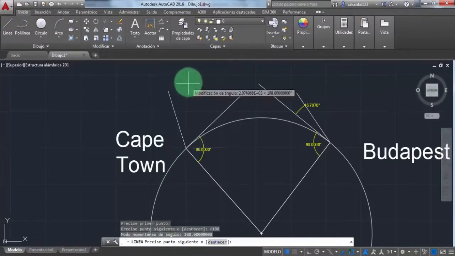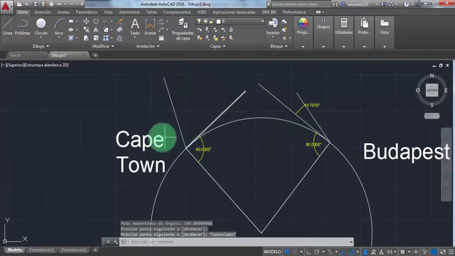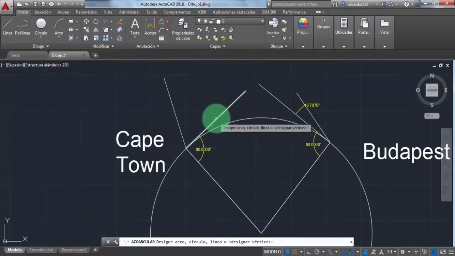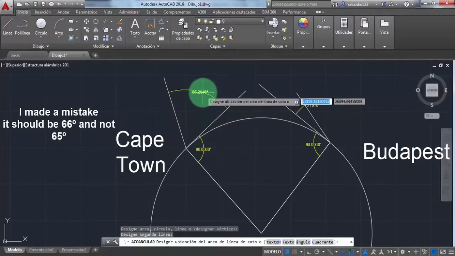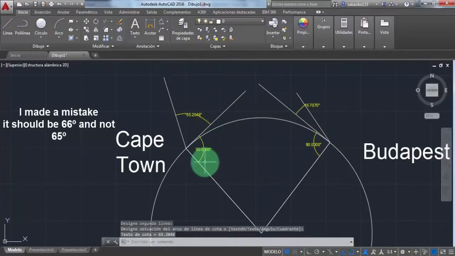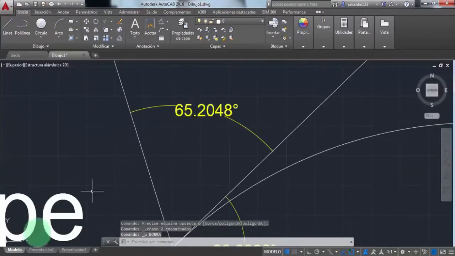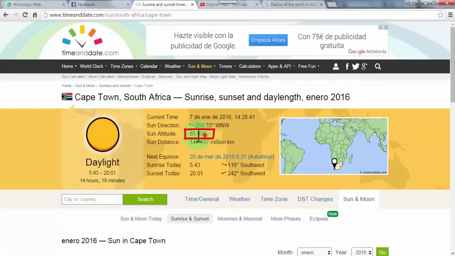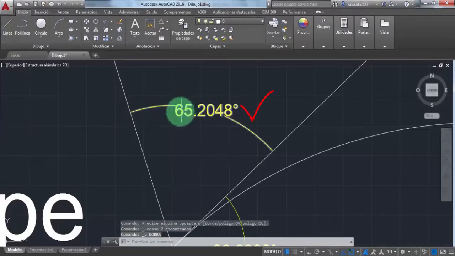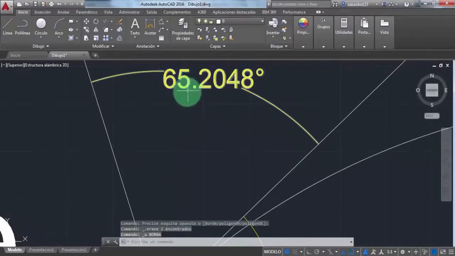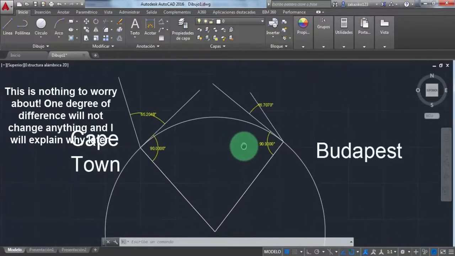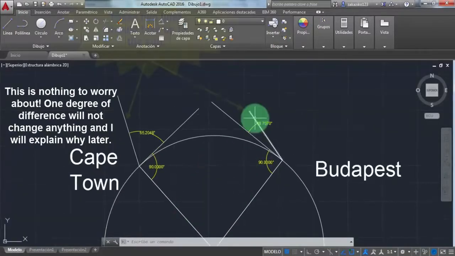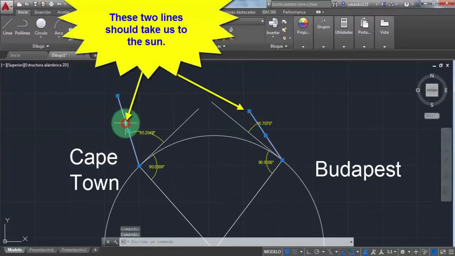Now let's draw the angle in AutoCAD. Oops, I made a mistake. It should be 66 degrees and not 65. Let us check the website just in case. Okay, it has changed to 65. Good, so I'm just going to leave it like that. This is nothing to worry about, by the way. 1 degree of difference will not change anything, and I will explain why later.